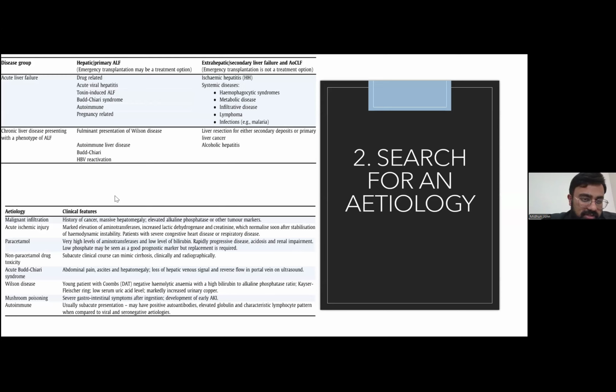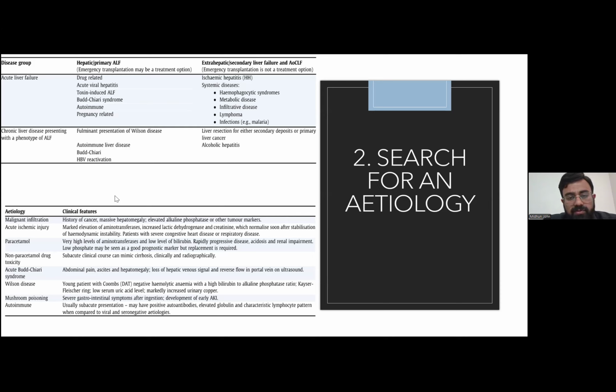I'd like you, for the first table, to just focus on the hepatic or primary ALF point of view. Essentially, it's all the etiologies that we touched on before, but with these patients: drug-induced, acute viral hepatitis, toxin-related, autoimmune, pregnancy, as well as the de novo AIH presentations and Wilson's disease are things that you would have to look out for when looking for an etiology for ALF.